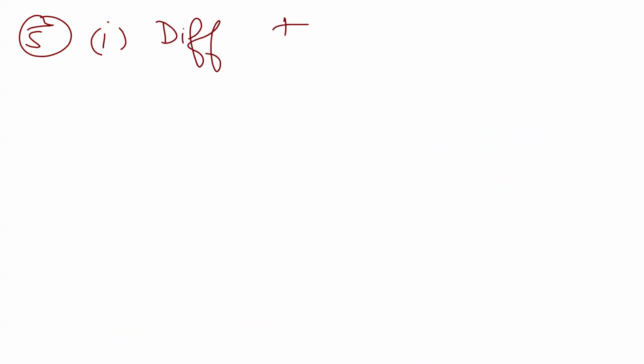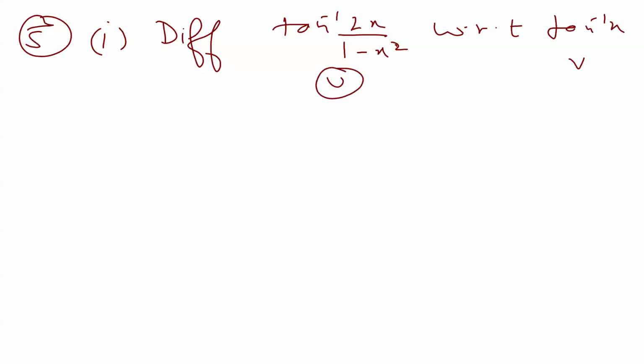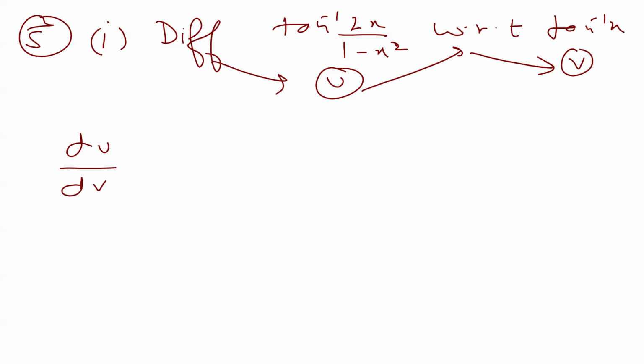Differentiate tan inverse 2x with respect to tan inverse 2x upon 1 minus x cube with respect to tan inverse x. So this is u and this is v. Now read this way. So du by dv they are asking. Differentiating u with respect to v, which is equal to du by dx upon dv by dx.